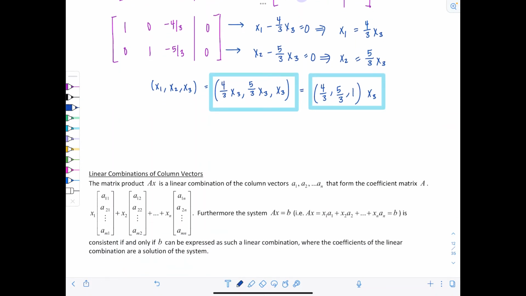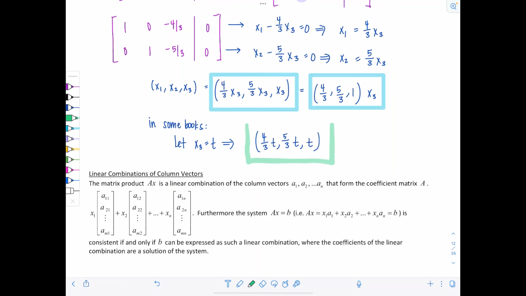And then in some books, instead of x3, they'll replace it with another variable, usually t or something of that sort. Okay, so then you could write your solution as 4/3 t, 5/3 t, t, and of course t could be any real number. Okay, so just check with your instructor, look at your textbook, be adaptable, but it all means the same thing.